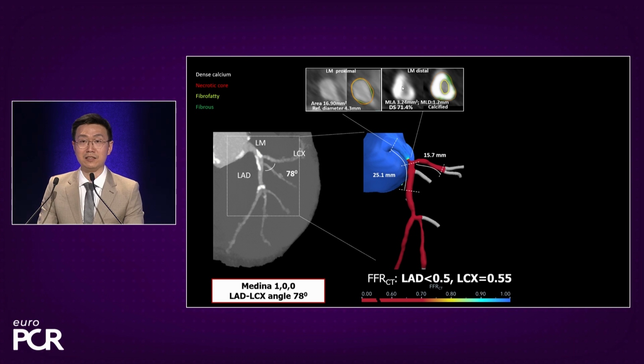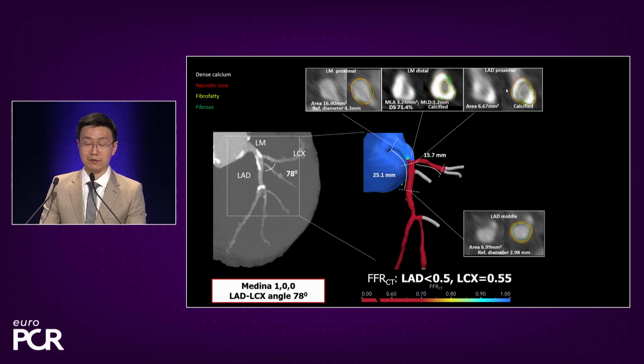You can see that there is nearly 330-degree calcified plaque in this cross section, with a minimal lumen diameter of 1.2 millimeters and minimal lumen area of 3.24 square millimeters. The diameter stenosis is 71.4% in our analysis. Of course, that lesion also goes into the LAD proximal. Here in the LAD proximal, the area is 6.767 square millimeters. And when you go all the way to the LAD middle, you finally hit another healthy zone with a reference diameter of 2.98.